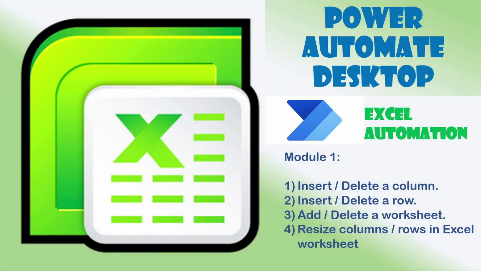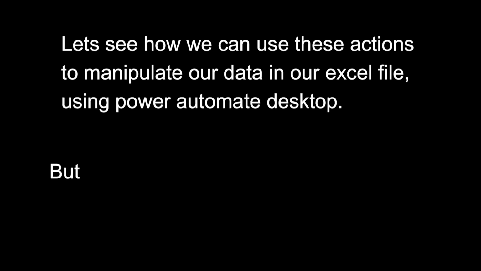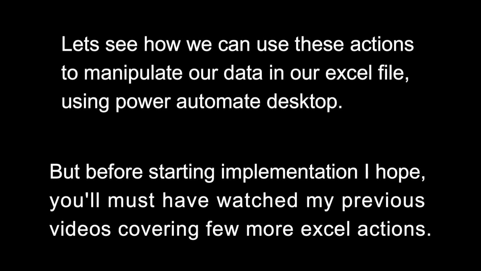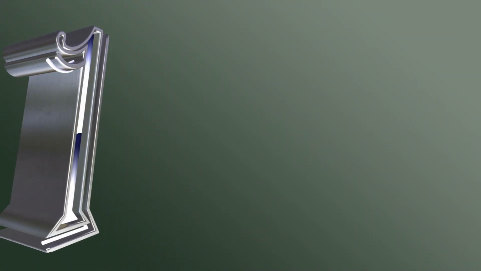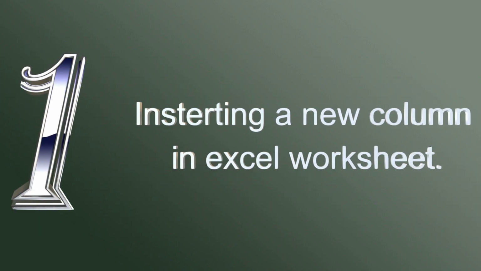Power Automate Desktop. The actions that will be covered are inserting and deleting a column, inserting and deleting a row, adding and deleting a worksheet, and finally, resizing columns and rows in Excel worksheet. Let's see how we can make use of these actions to manipulate our data in our Excel file using Power Automate Desktop. But before starting implementation, I hope you all have watched my previous videos covering a few more Excel actions. Let's begin with our first action, which is inserting a new column to an Excel worksheet.